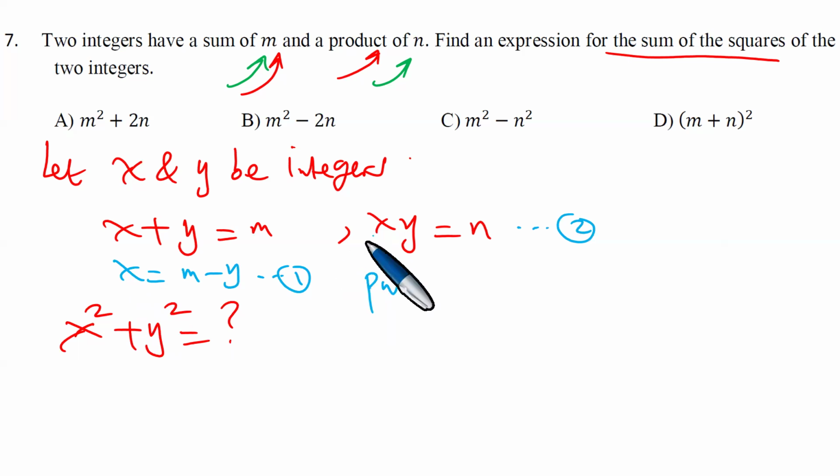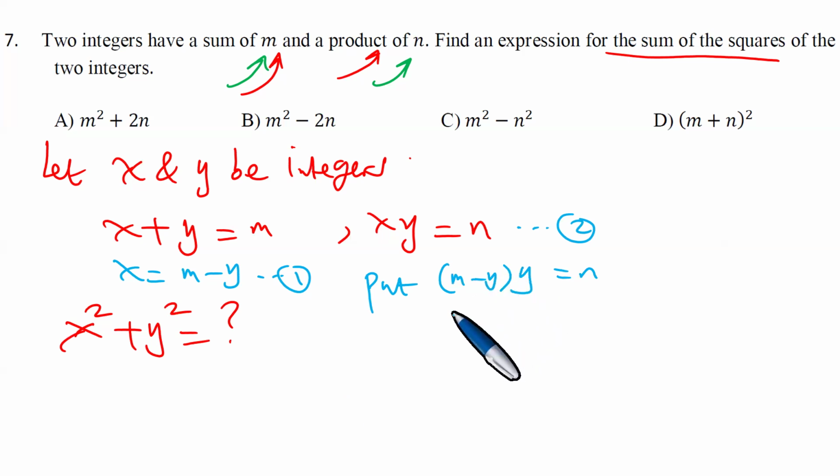So now x is this, so in the place of x, you put m minus y, and then there's y equals n. Because in the place of x, you've put m minus y, and then there's y equals n. What can we then achieve here? We need to make y the subject. You need to solve for y.